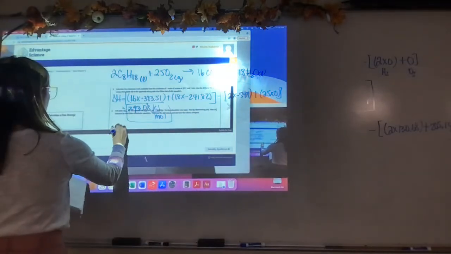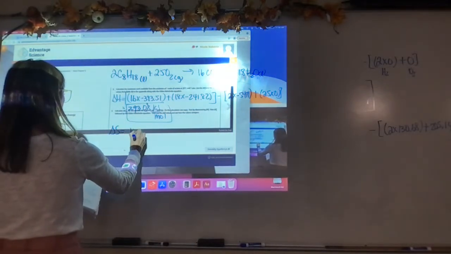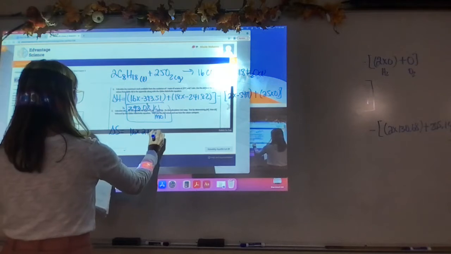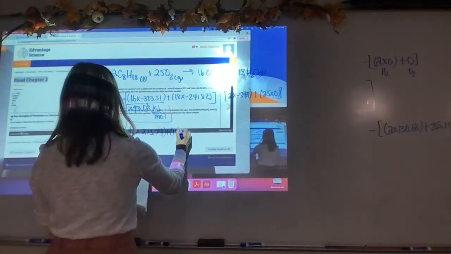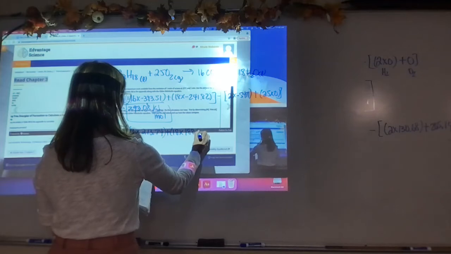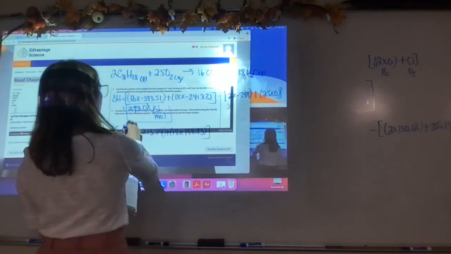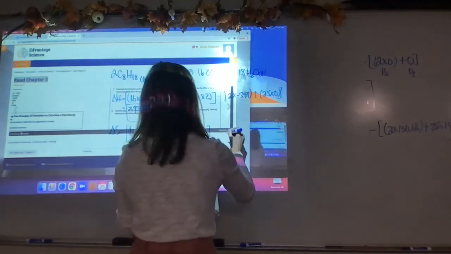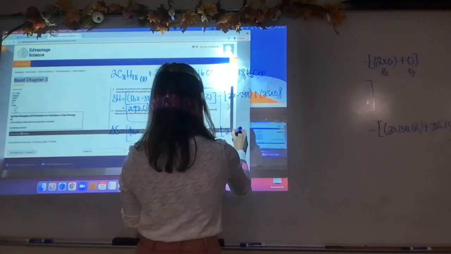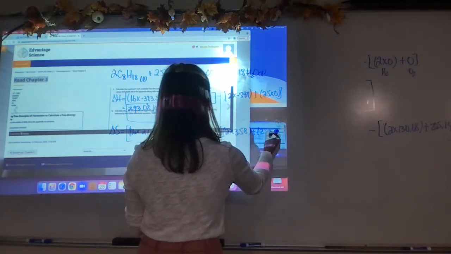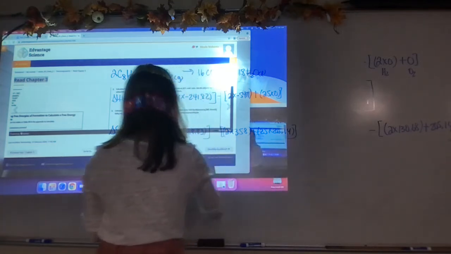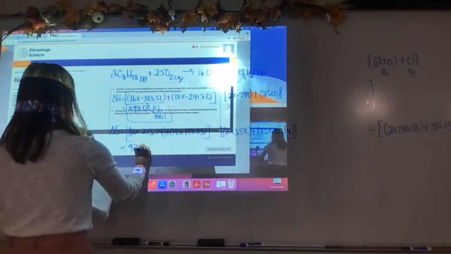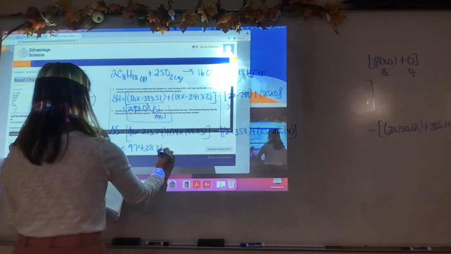Now down here, my delta S is going to be 16 times 213.74 plus 18 times 188.83 for the water, and then minus 2 times 358 for the octane, plus 25 times 205 for the oxygen. So that means your delta S is going to be around 974.28.